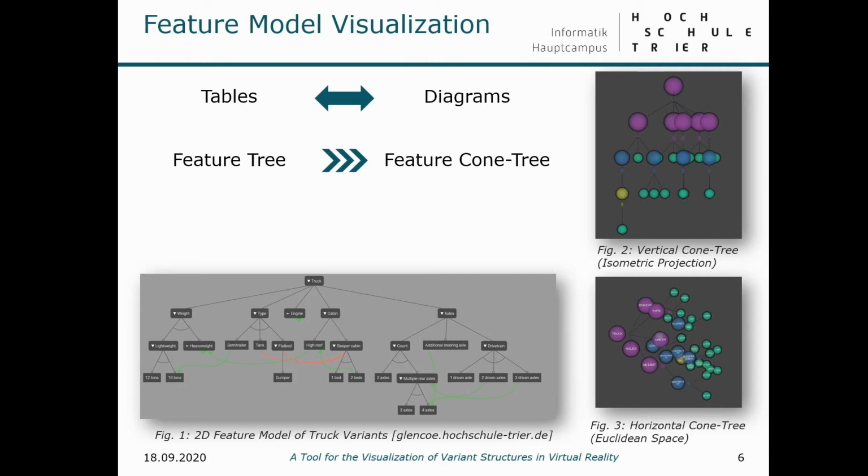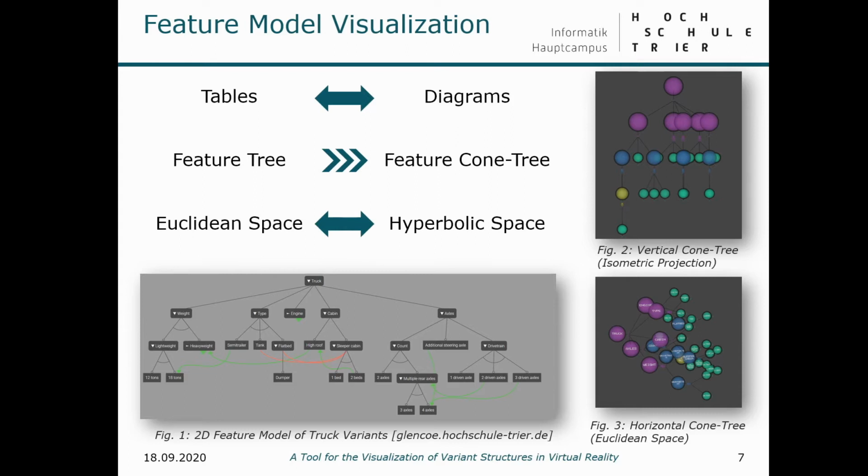Feature cone trees have been shown to circumvent this problem, and they make much better use of the available space, while retaining a clear-cut hierarchy. On the right side, you can see them in a vertical and in a horizontal layout.